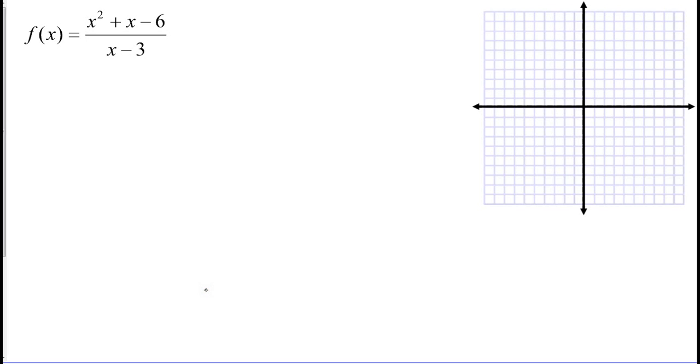Okay, here's a second example for you guys for graphing rational functions. The first one didn't have a slant asymptote, so guess what this one does? We still start them the same way.